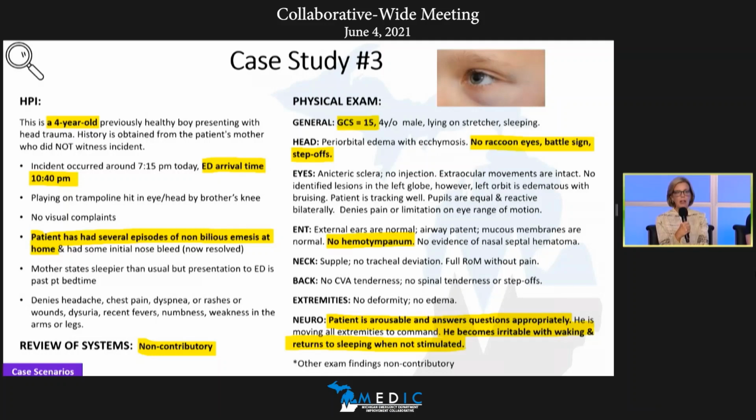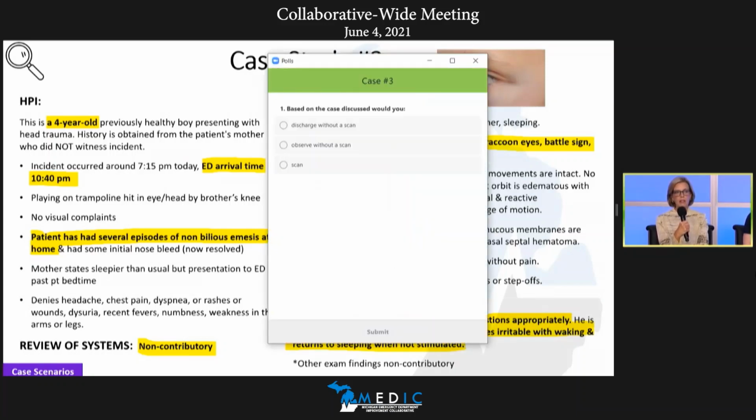At any rate, the neuro exam is notable in that they say the patient is arousable and answers questions appropriately. So despite the fact the child was sleeping, he's able to be awakened and evaluated, and he's moving all extremities to command. He does get a little cranky when he wakes up, and then he returns to sleeping when he's not being stimulated for the exam.